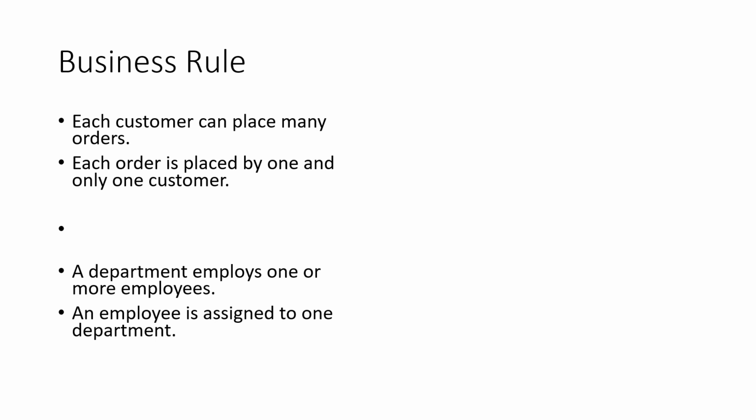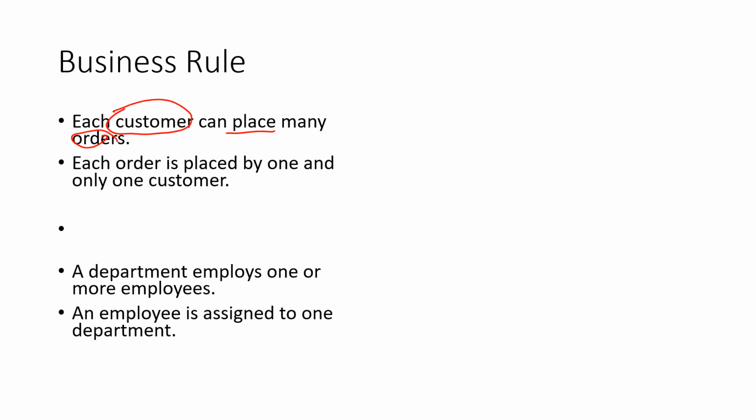Okay, so this is an exercise from here. Given is a business rule. Each customer can place many orders, and each order is placed by only one customer. So from here you need to identify the object or the entity. You can see this is the customer and order. And the verb or the relationship is place, can place. So each customer can place many orders.